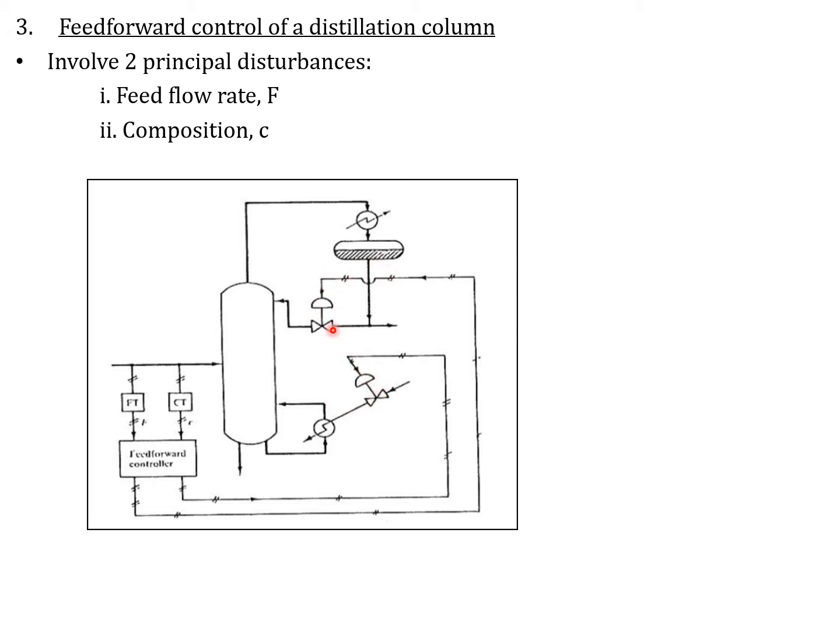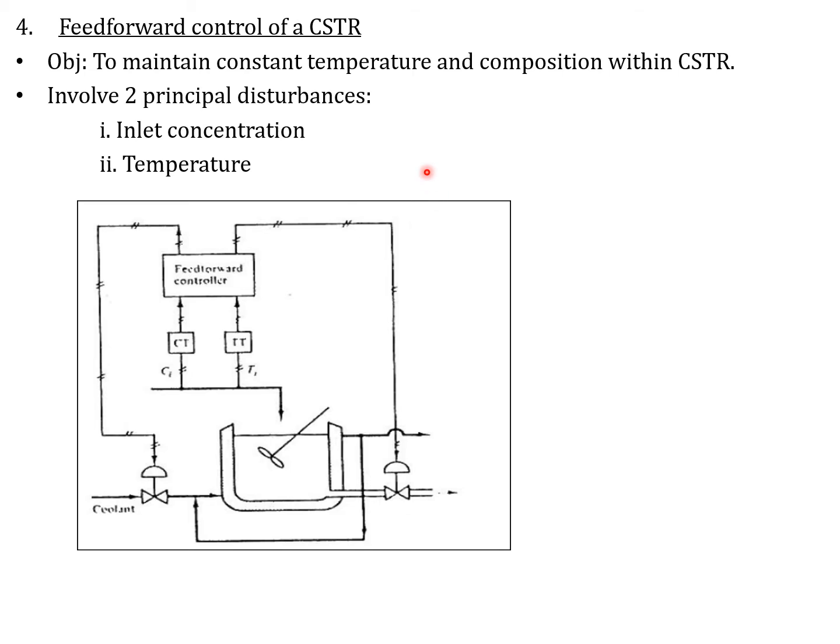or the reflux control. Or the CSTR system, to maintain the constant temperature and composition. It takes care of the inlet concentration changes and inlet temperature changes, acts on the control of the coolant or control of the output if necessary. Yeah, it can be either one. But anyway, it's measuring the disturbance and taking care of it before it really affects the whole system. These are examples of feedforward controllers used in chemical processes.